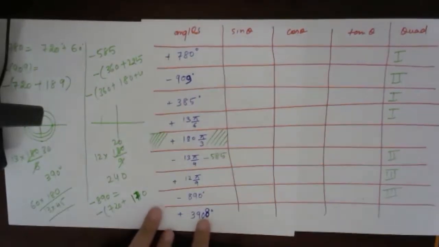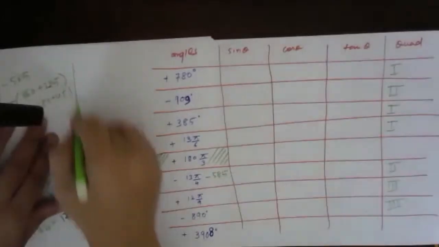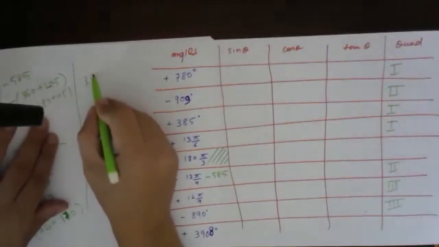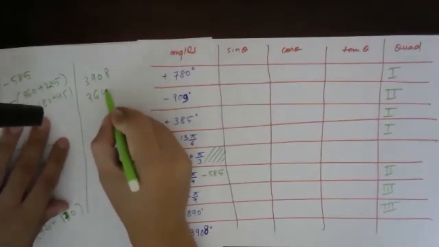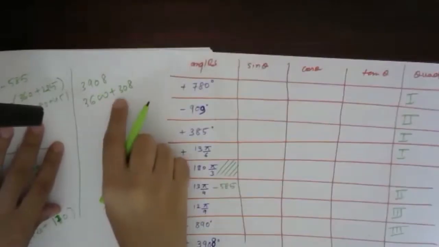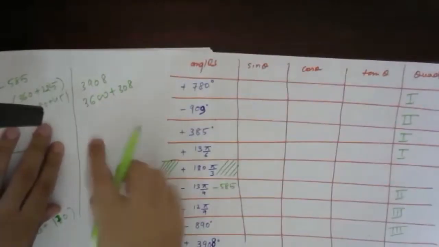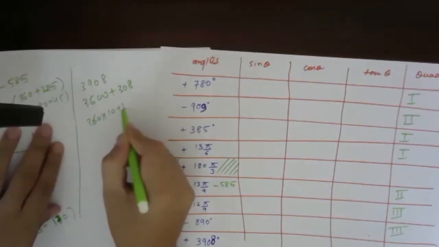What is 3908? It's a very large number. So let's see. 3908 I can write as 3600 plus 308, right? That means 360 into 10 plus 308.